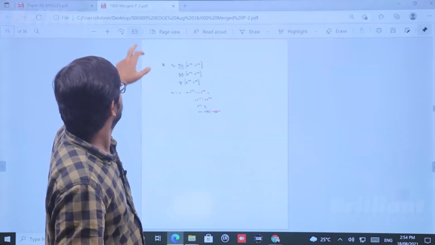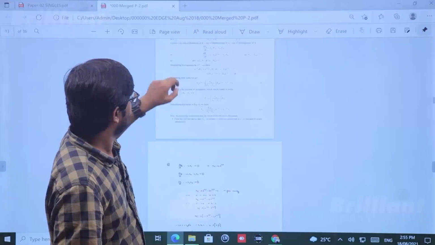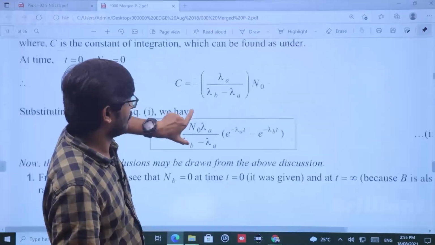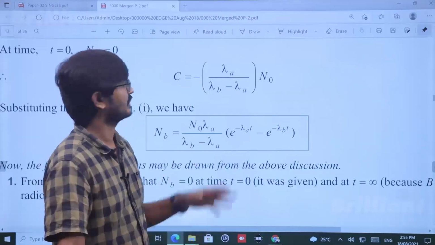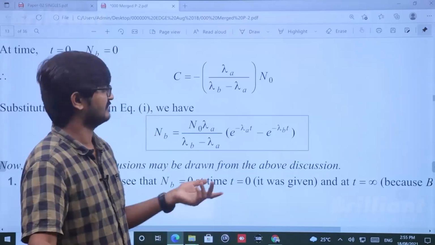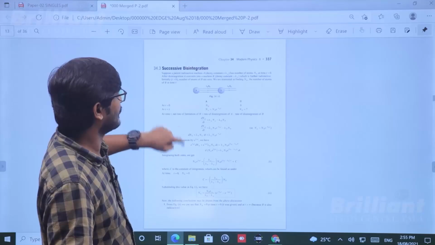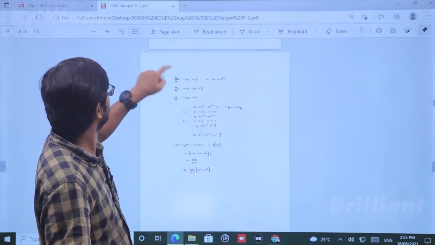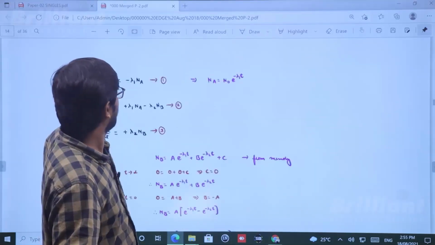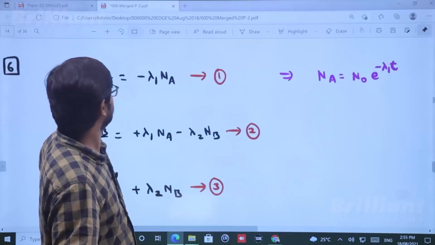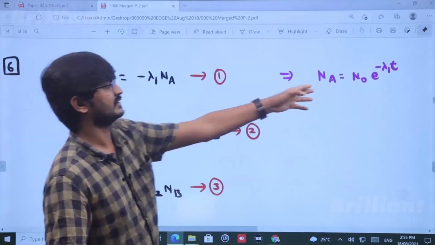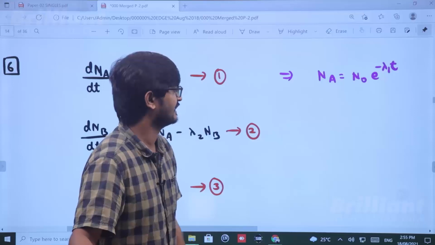I'm just showing how I get this result back. Maybe for those who are bad at the integration factor, my method is still going to be lengthy, so it's better to go by the traditional method if you know how to do it. This is a regular kind of equation, so the solution will be Na equal to N0 into e power minus lambda t.